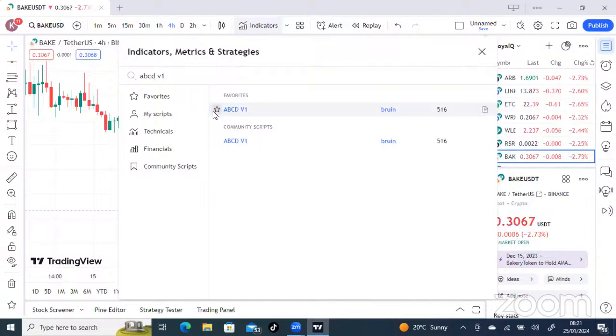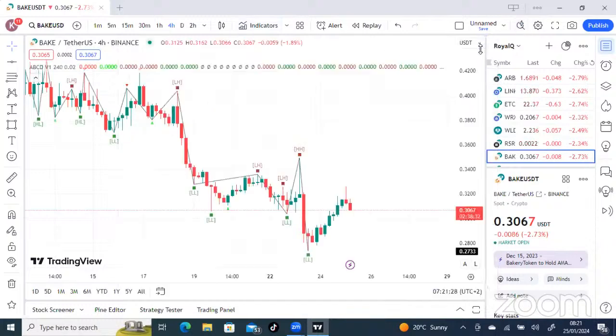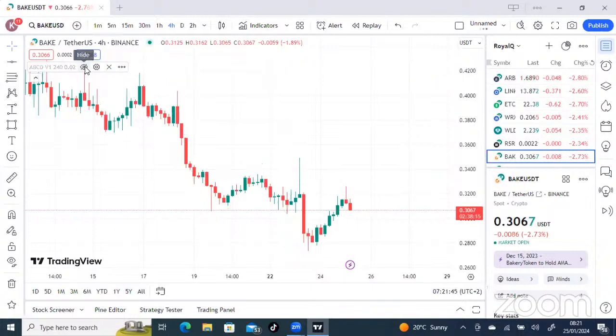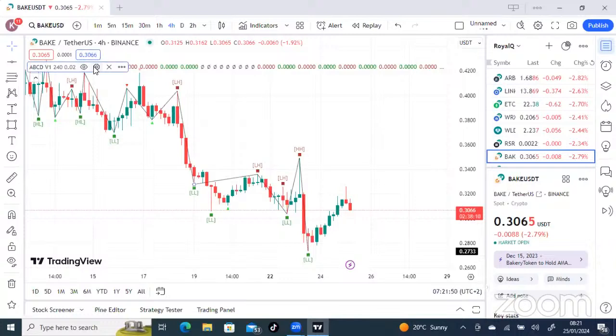Once you reach the indicator, you tap on the star. It means it becomes your favorite. Then you tap on it once. The indicator will come into your screen. And when the indicator appears on your screen, the second step, ladies and gentlemen, is to go on top and tap on the indicator. There is an eye. When you tap on the eye, the indicator will disappear. So I'll tap on it again. Then you come on settings. The setting icon is next.